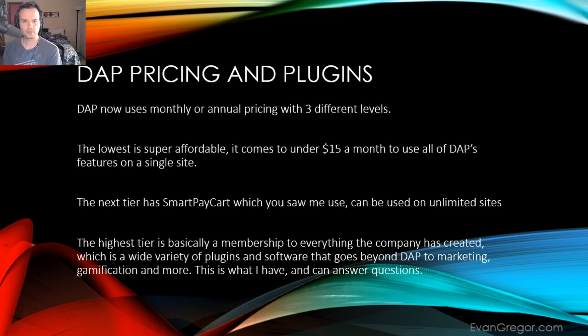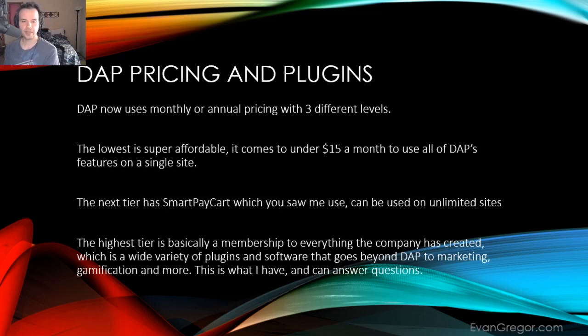So DAP has a couple different pricing plans. They've now used monthly or annual. The lowest, which gives you just the full digital access pass, and you can do everything you saw here, except it doesn't have the shopping cart, but people can still buy and purchase and do everything that you saw. It just wouldn't have that same sales page look to it. You'd have to just sort of create one, but DAP can make a buy button and everything as is. It's very affordable, comes to under $15 a month if you pay annually as it is right now. So that's not an overhead that's going to kill you while you're getting started with something. So very, very reasonable for what it is.